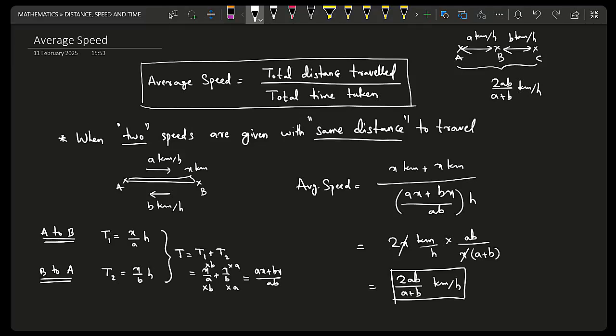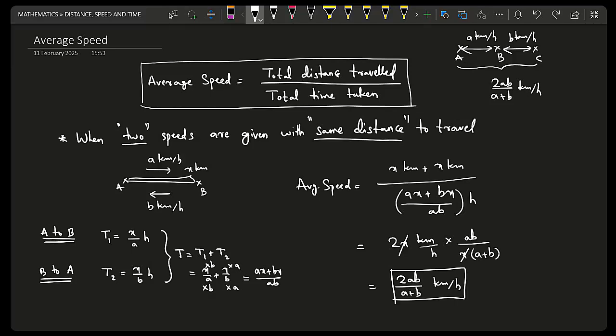What is that ax plus bx by ab? I got it from here, the total time. You see here, total time, this one. Both the denominators are ab, ab. I can get a common denominator ab here. And ax I wrote here, bx I wrote here. That's it. That is the total time. Okay, sir.